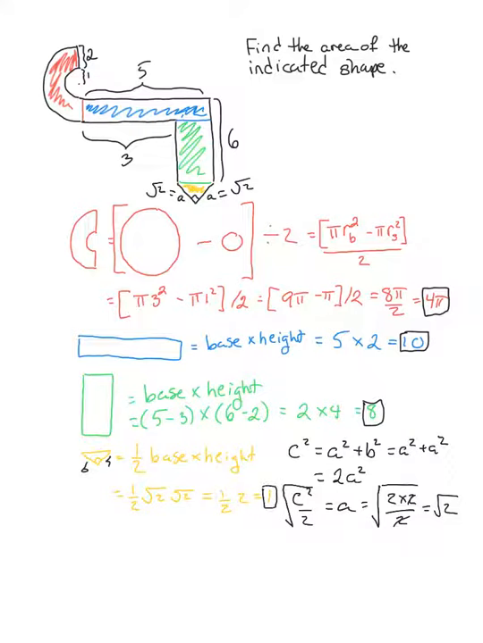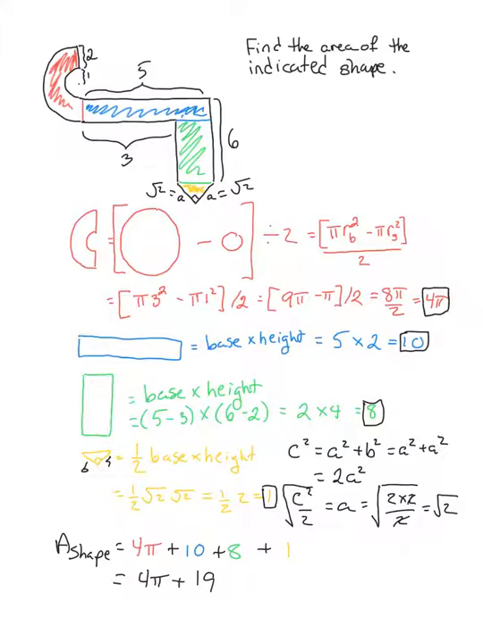So, putting these four parts together, we know that the area of the shape is going to equal the total area, which is going to equal 4 pi plus 10 plus 8 plus 1. And this total area is going to give us 4 pi plus 19.